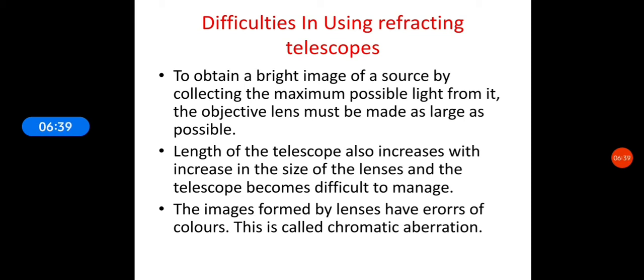Also, as the objective and eyepiece are placed at the opposite ends of the telescope, the length of the telescope also increases with increase in the size of the lenses, and the telescope becomes difficult to manage. The images formed by the lenses have errors of colors. This is called chromatic aberration. To overcome these difficulties, telescopes are made using concave mirrors. As light rays get reflected by the mirrors in these telescopes, they are called reflecting telescopes.